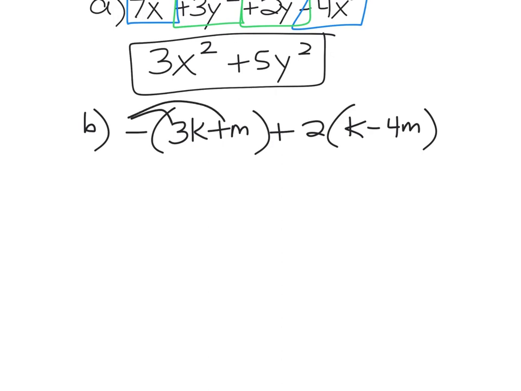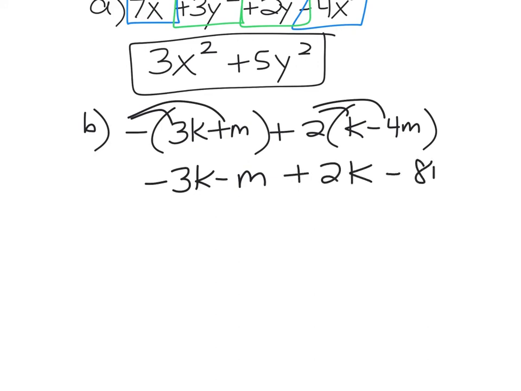All right, so first of all, to get rid of those parentheses, we're going to take that negative sign and distribute that in. And we're going to take the 2 and distribute it. And you can do that in the same step. So I get negative 3k minus m plus 2k minus 8m. Don't forget to use the distributive property to distribute to both the terms in the parentheses.